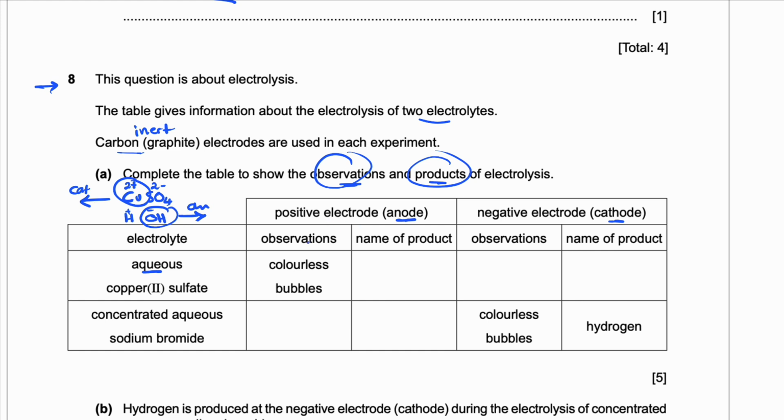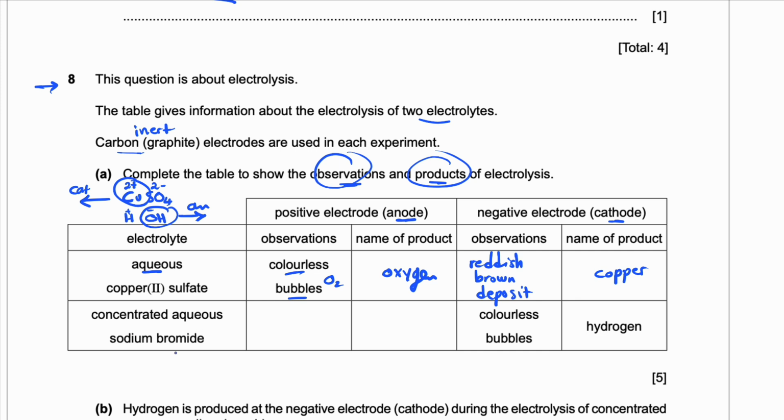So he's asking for the observation at the anode. The observation is effervescence of oxygen gas. That's why we have colorless bubbles, because oxygen is colorless, and the name of the product is oxygen gas. While at the cathode, we have the deposition of copper. So we have a brown or reddish brown deposit of copper, and the name of the product is copper.